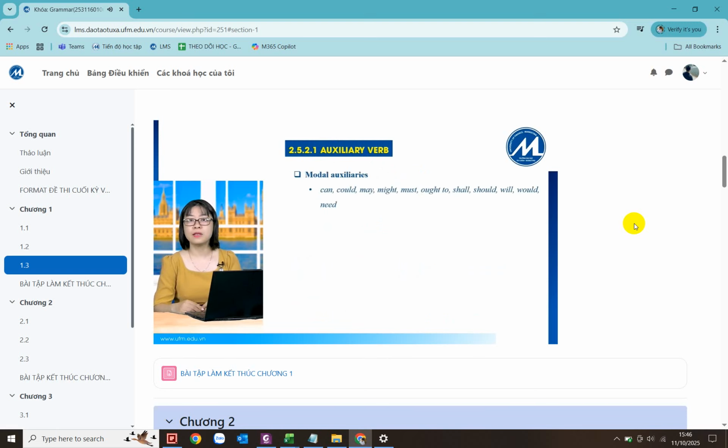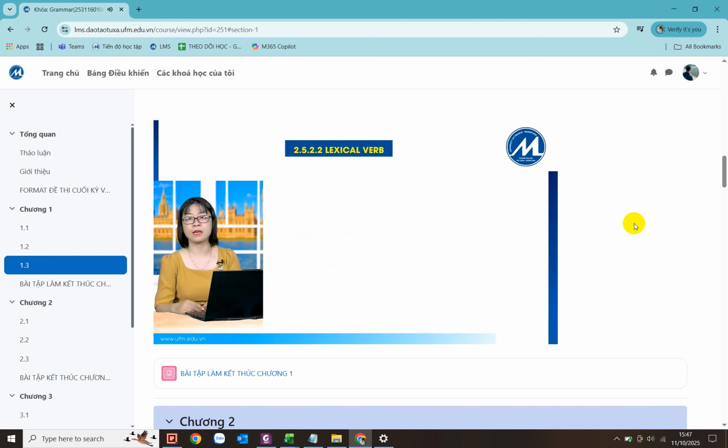Second, modal auxiliaries are words like can, could, may, might, must, ought to, shall, should, etc. These words add information for the main verbs in different senses, like ability, necessity, or obligation. And finally, compound auxiliaries are words with several individual words going together, like have to, be able to, be about to, etc.